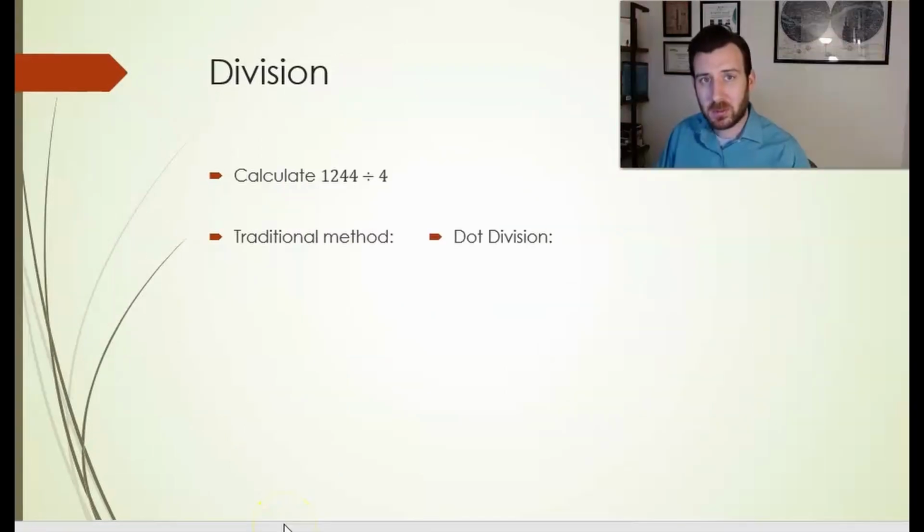Many of us are probably familiar with the traditional method of doing division, which is to do long division. But this is a procedure that is only comfortable for us because we've practiced it a lot, not because it makes a lot of intuitive sense. For example, let's do 1,244 divided by 4. Now we have to remember that if we're going to do long division, we've got to draw an entirely new symbol.